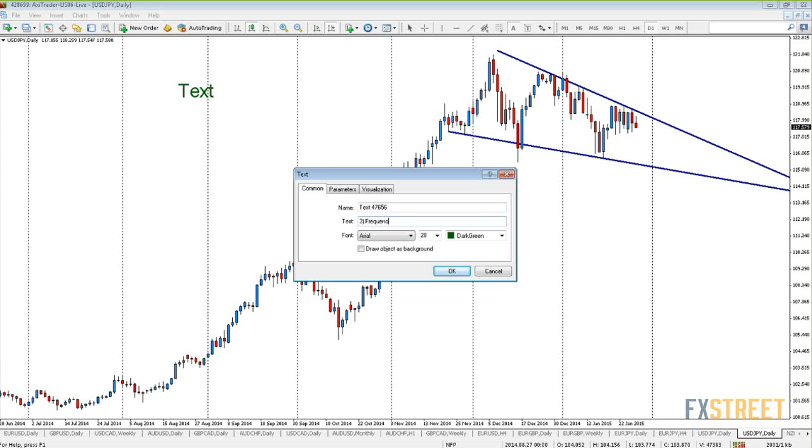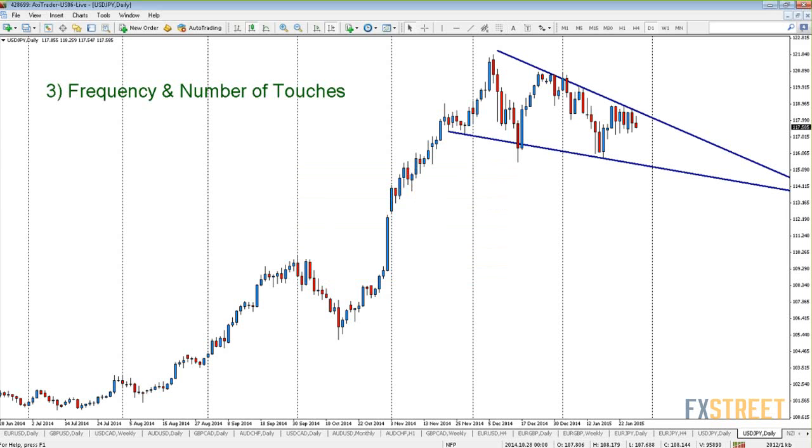Frequency and number of touches. This is absolutely critical, and it's sort of the forgotten art of support and resistance trading. Some people know how to draw zones quite well, and they know what they look like. They know how to find them. Some people know how to find catalysts, and they know how to trade them. But this is the one thing that people miss out on, and it's really the clue that tells you what's likely to happen.